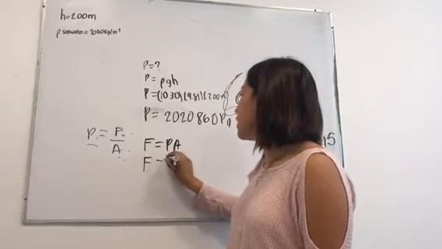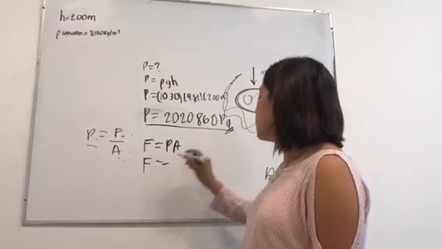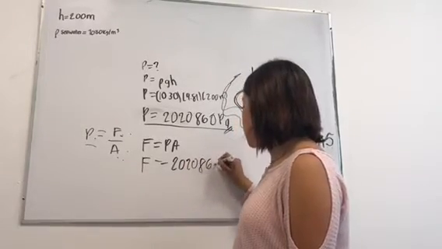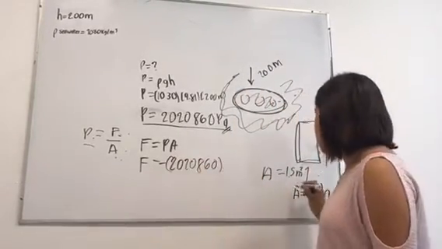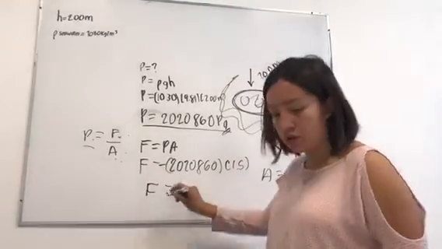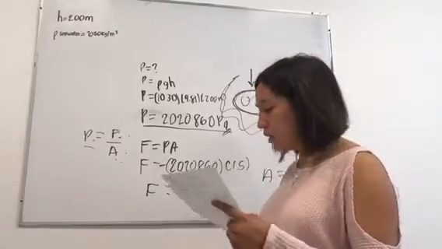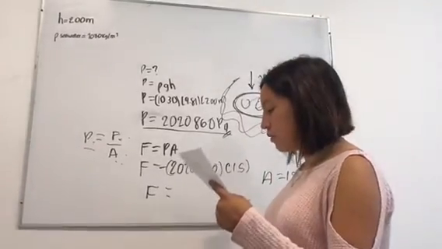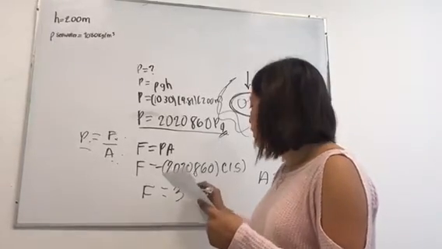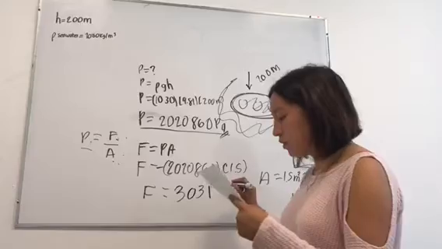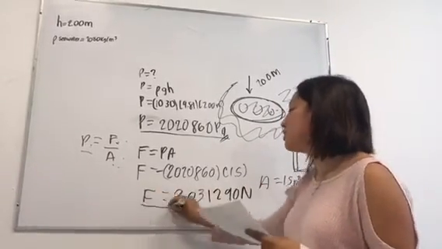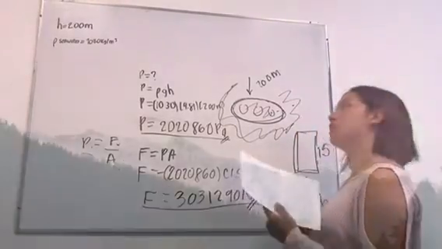So once we have area and we have pressure, we can substitute. Force is the same as pressure times area. So force is the same as the pressure that we calculated here, 2,020,860, times area that is 1.5. The result is 3,031,290 newtons. And this is the force that is.